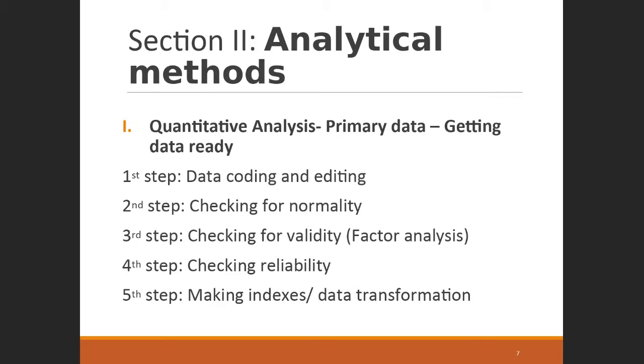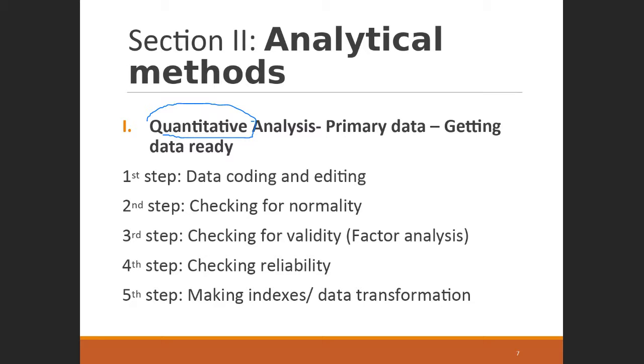So when we talk about analytical methods, the first thing you need to keep in mind is that there is a different analytical process for different kinds of data. For instance, if you're collecting quantitative data from primary sources, it has a different process of analysis. If you're collecting quantitative data from secondary sources, it has a different process. If you're collecting qualitative data, it has a different process. So we will discuss all three data types and their analysis briefly.